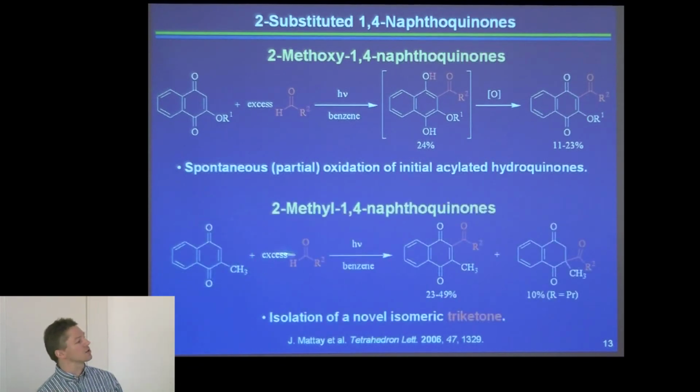All right, we also tried then 2-methyl-1,4-naphthoquinones, and here we isolated this very unusual triketone. So it occurred from addition to, well, the other carbon where the methyl group is. And you're not getting a naphthoquinone back here, you're getting a triketone. Published that in Tetrahedron Letters a number of years ago.